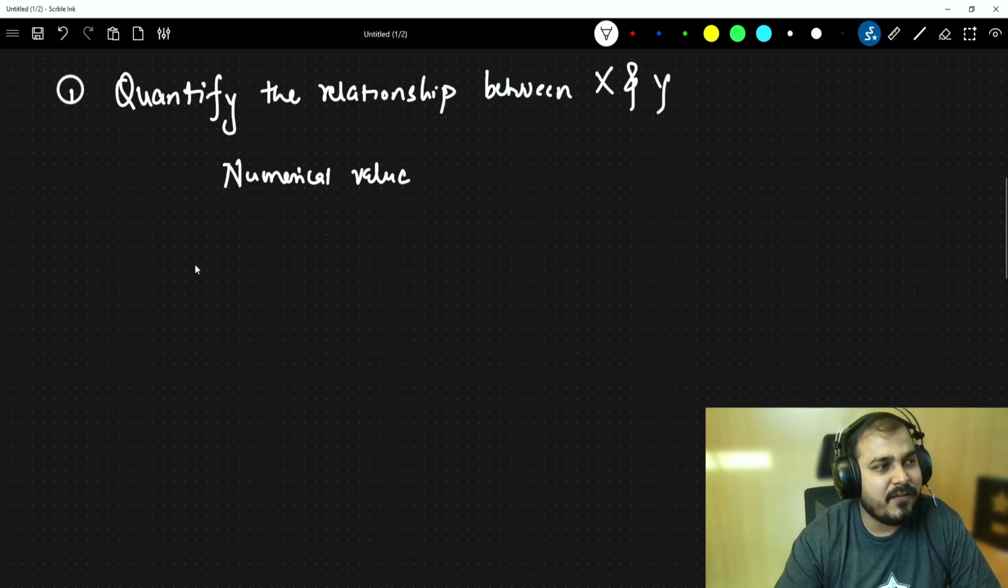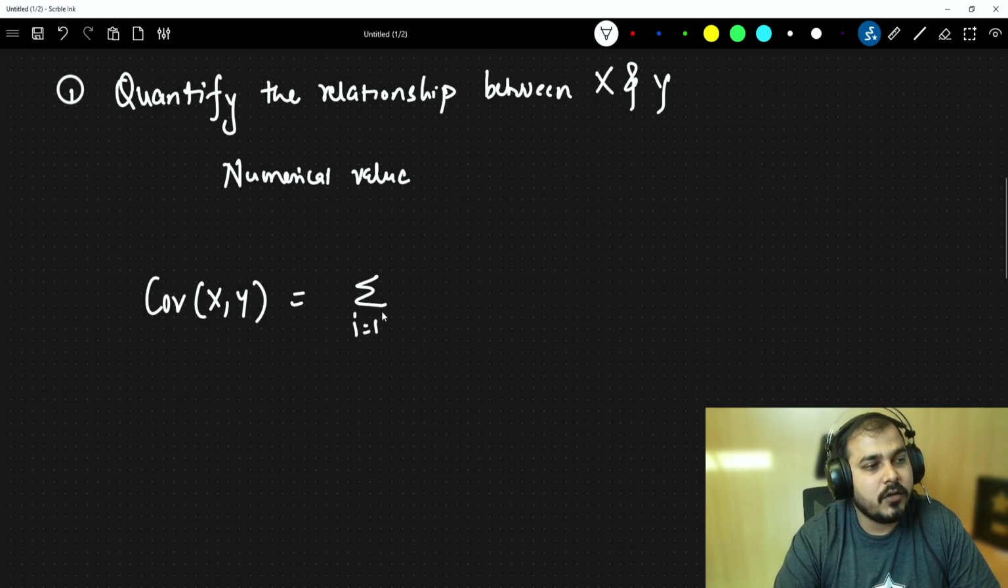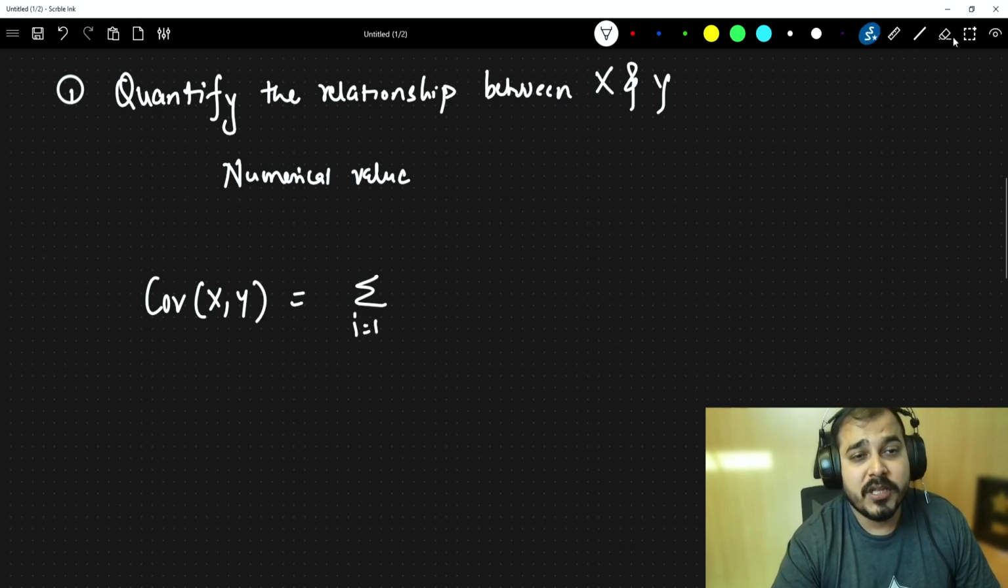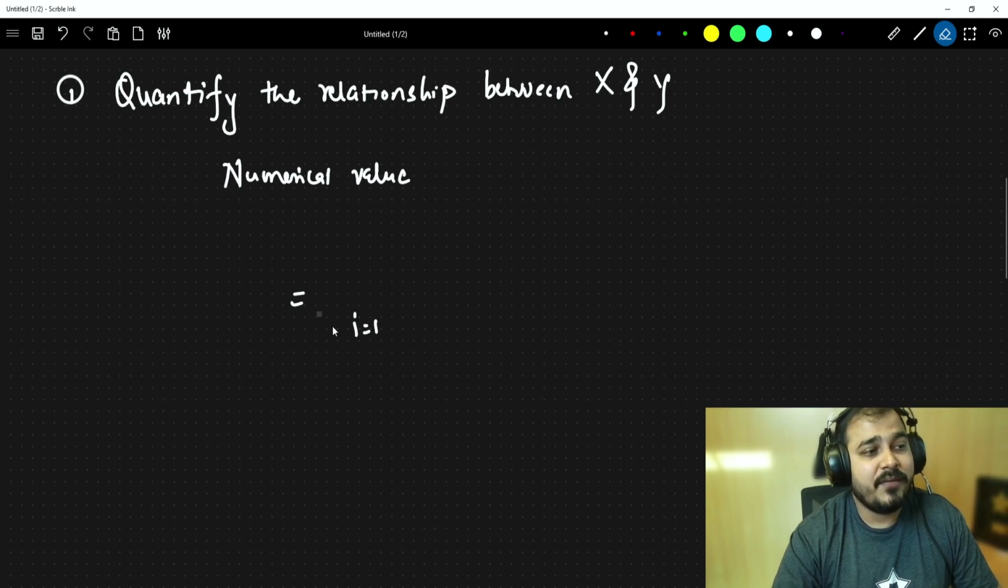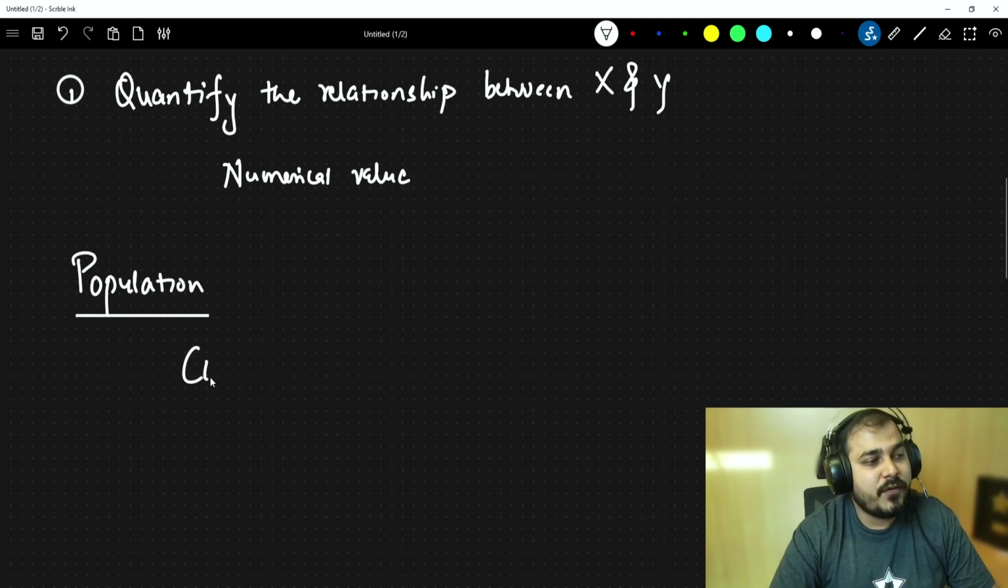Now let me go ahead and define the covariance formula. And remember, I will show you a lot of examples with respect to this. So if I really want to define the covariance between x and y, my formula will be something like summation of i is equal to, and two more things in this. Covariance can be defined for population also, and for sample also. So the first formula that I will define is for population. If you have population data, how will the covariance formula look?